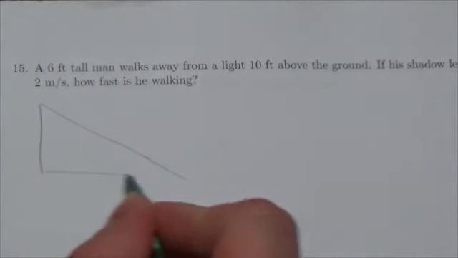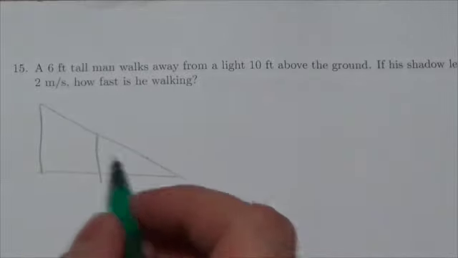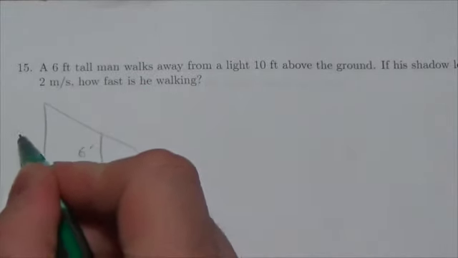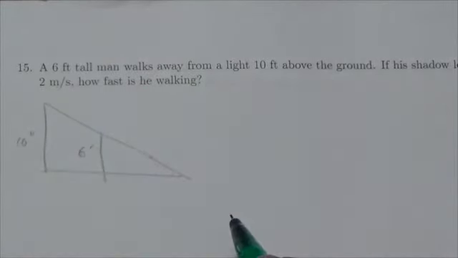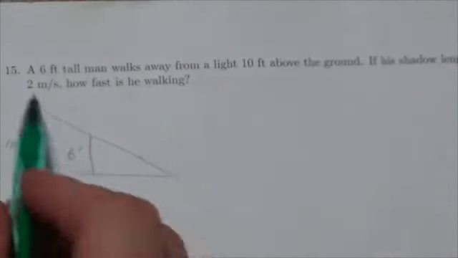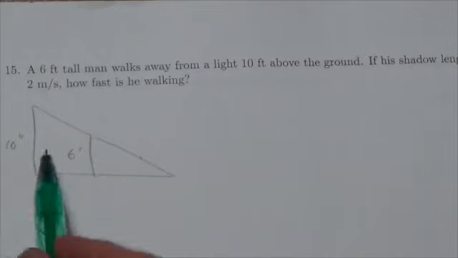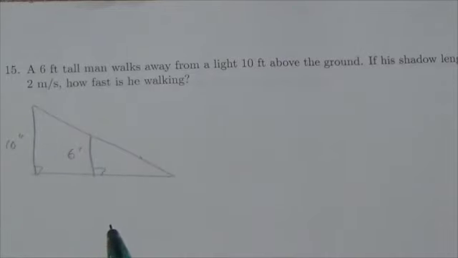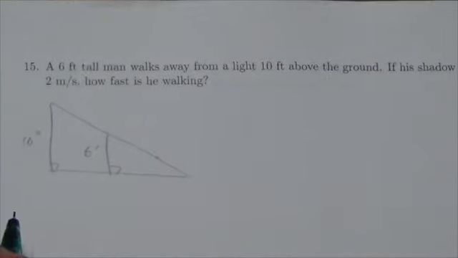This is definitely a triangle problem. Here's the 6-foot man, and here's our 10-foot lamp post. Now what that does is create similar triangles. We've got the large right angle triangle, we've got the small right angle triangle. Anyway, if his shadow lengthens at a rate of 2 meters per second, how fast is he walking?